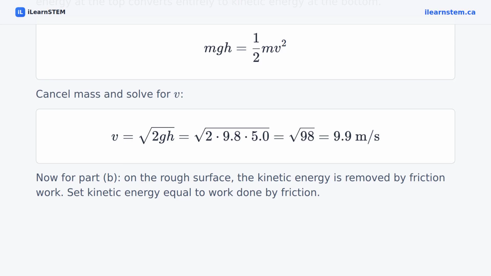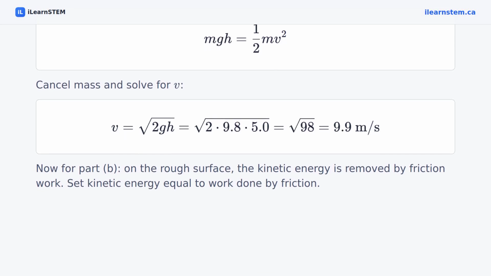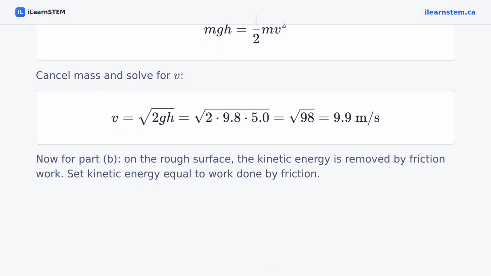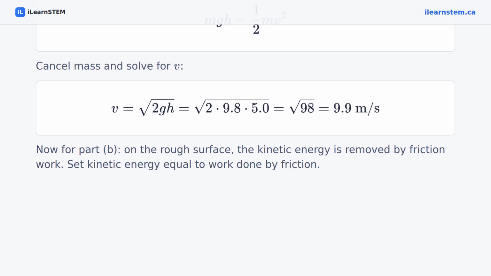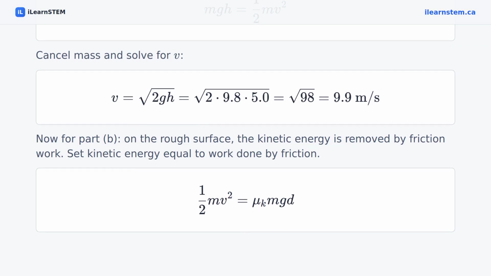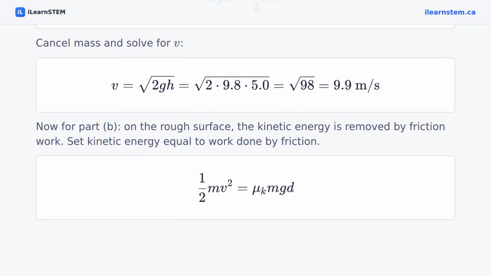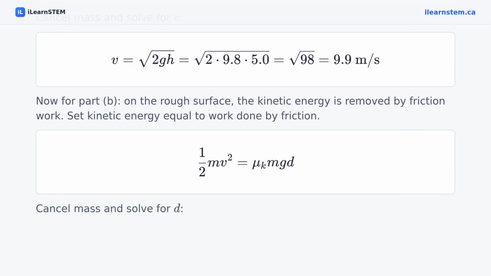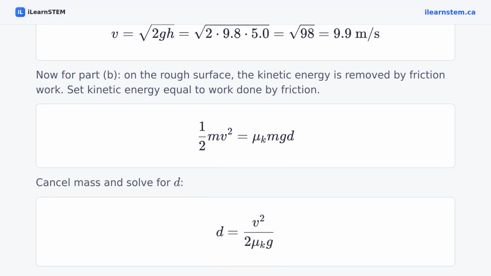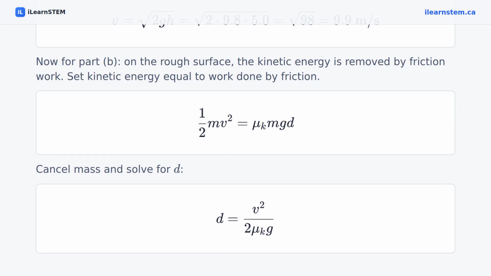Now for part B. On the rough surface, the kinetic energy is removed by friction work. Set kinetic energy equal to work done by friction. 1/2 mv squared equals mu_k mgd. Cancel mass and solve for d. d equals v squared over 2 mu_k g.